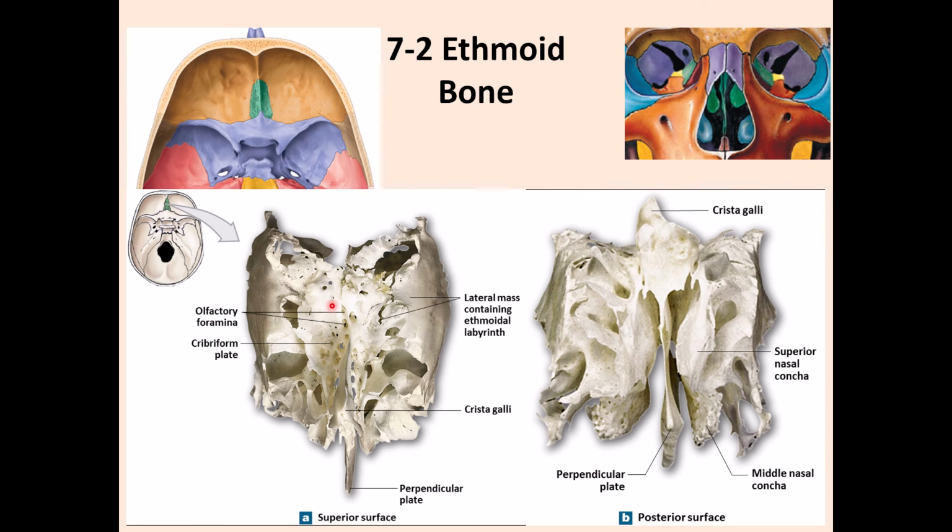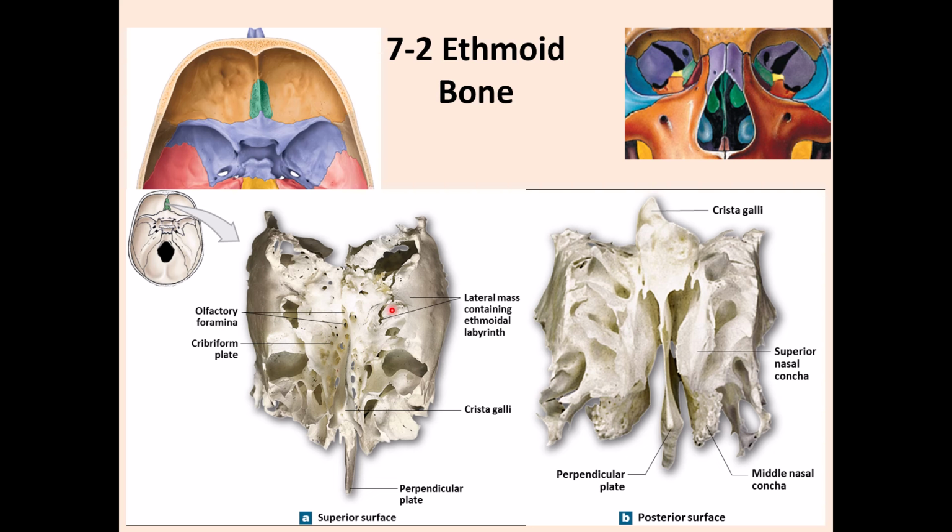Ethmoid bone is just one bone. You can see part of this ethmoid bone around here. This is the superior view of the skull. Laterally, which you cannot see, in this area you have the lateral mass, and that contains the ethmoid labyrinth. Labyrinth is just the cavities, irregular cavities.